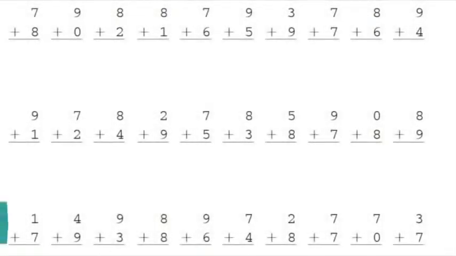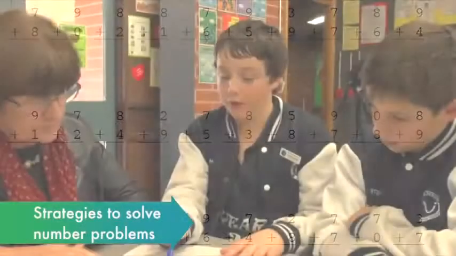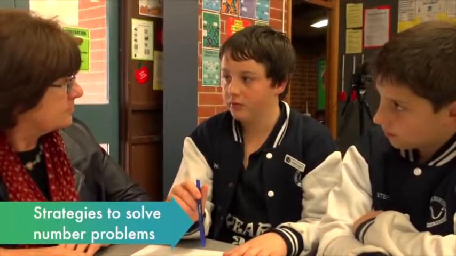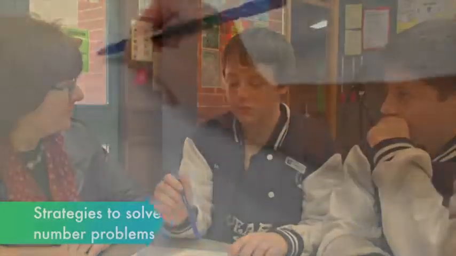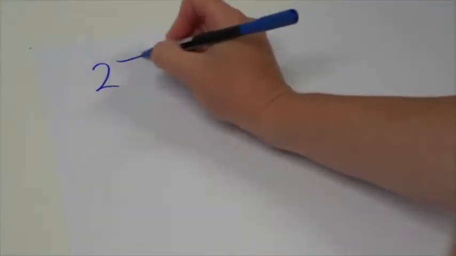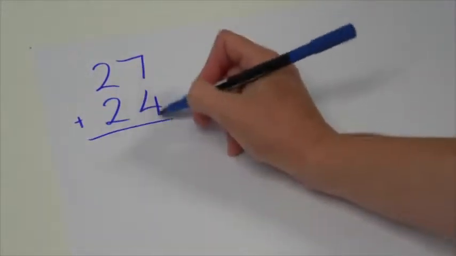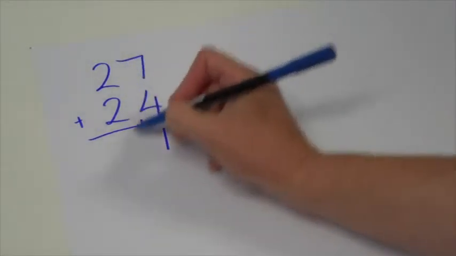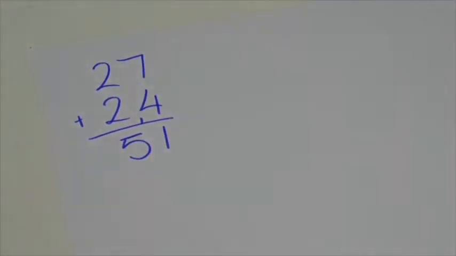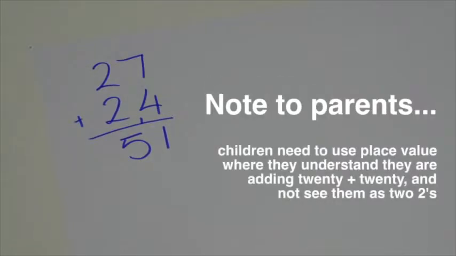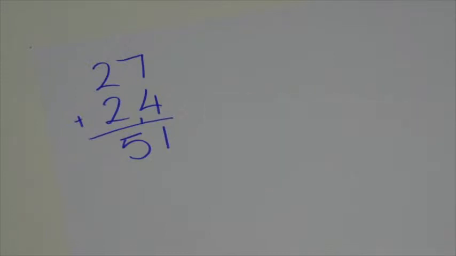For many of us, we were only ever taught one way to solve a number problem, and generally we use this strategy in our heads, even when it's inefficient. So for instance, when we see 27 plus 24, we add the 7 and the 4 and then carry the 1 to the doorstep. And then we add the 2 2s, which are really 20s. The problem we have with this method is that children are not actually using place value. What they're doing is what's called digit-based addition. They don't realise that they're adding 20 and 20. They just see them as 2 2s.